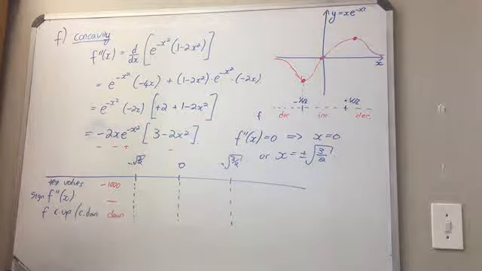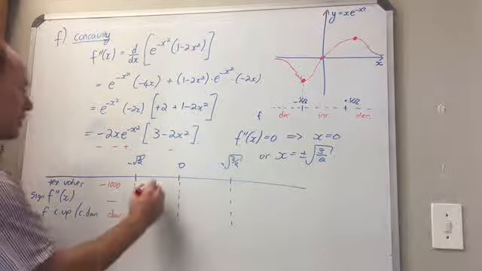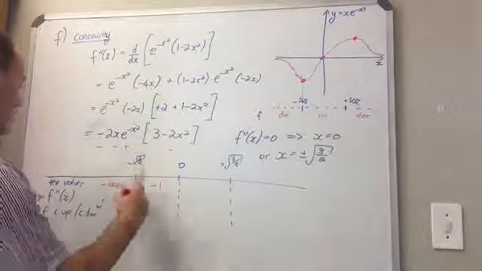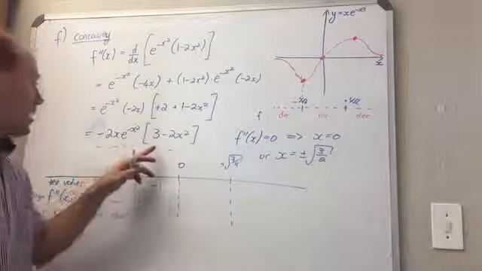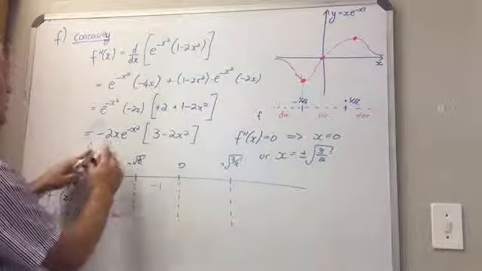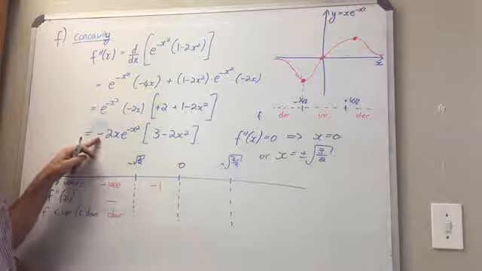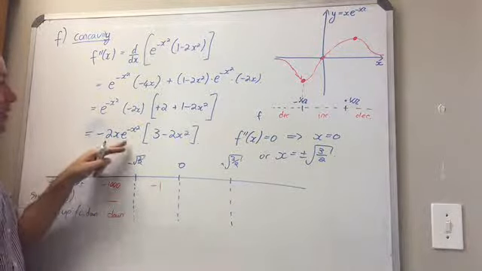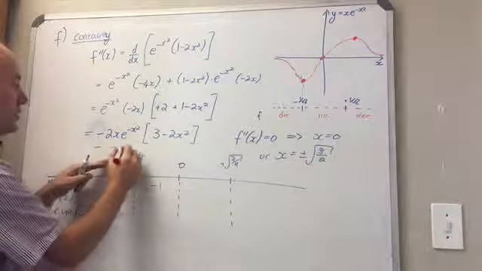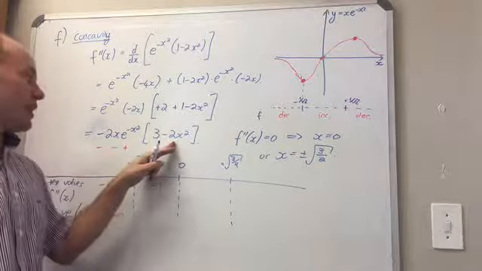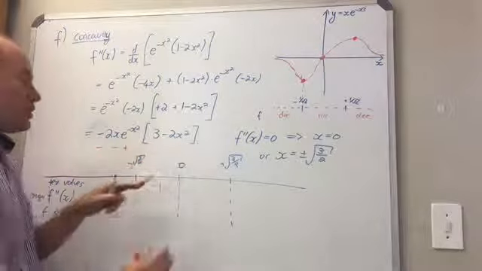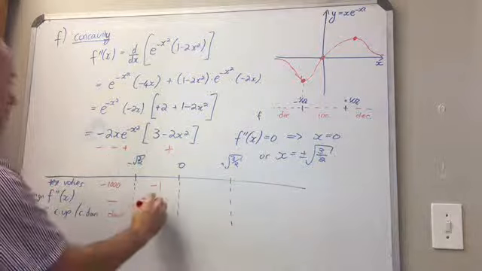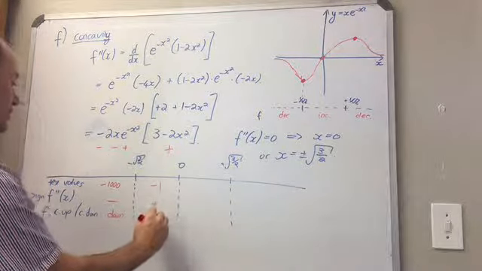over here. In this interval here, I can choose -1, because that lies between -√3/2 and 0. And if you work this out again, so I sub in -1 in here, what happens? I get out a minus here, because x is equal to -1. Exponentials always are positive. I sub in x equal to -1 here, I get 3 minus 2, which is positive. So I get a minus times a minus, so I get a plus. So it's concave up here.